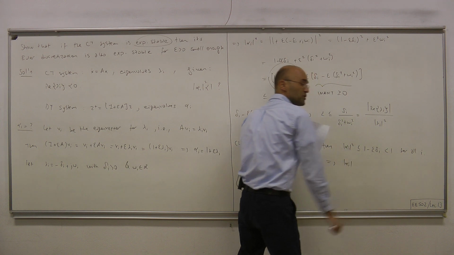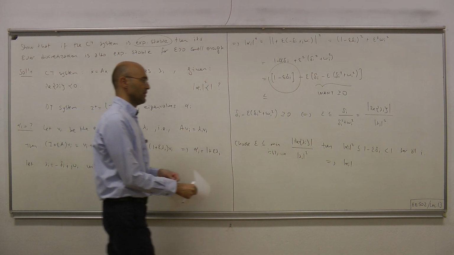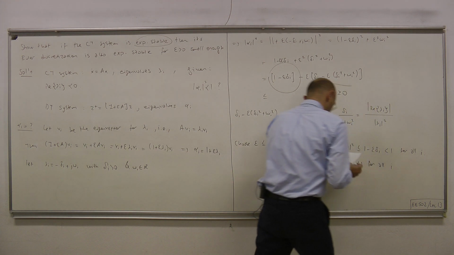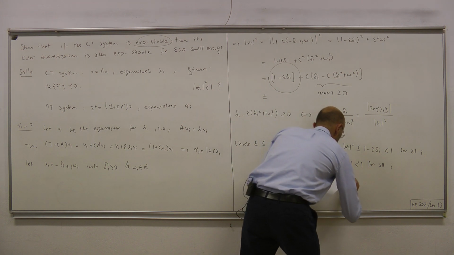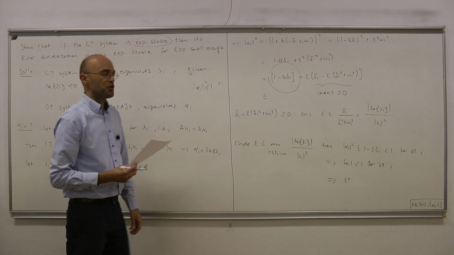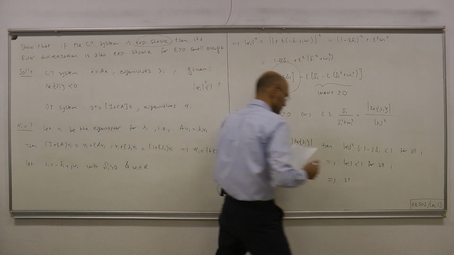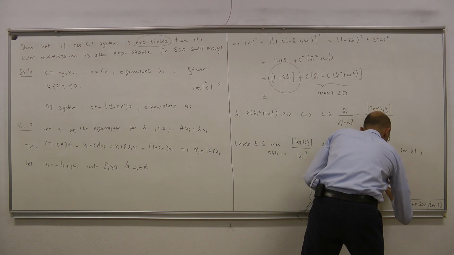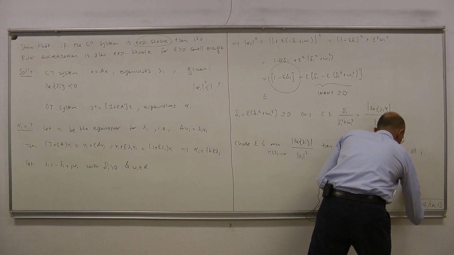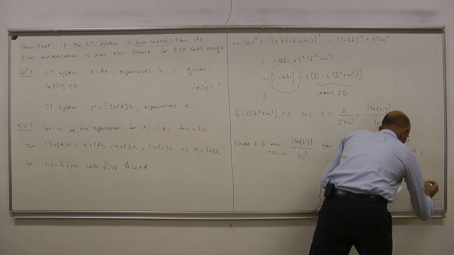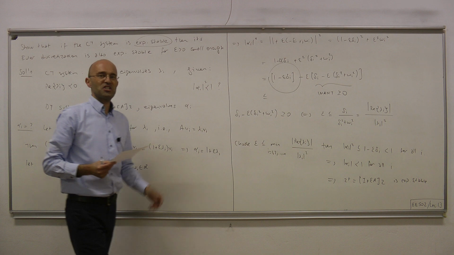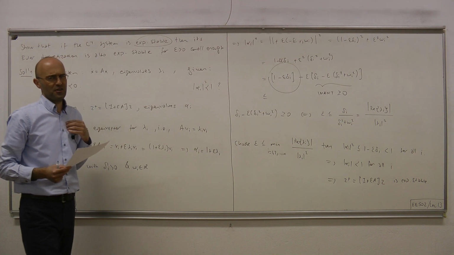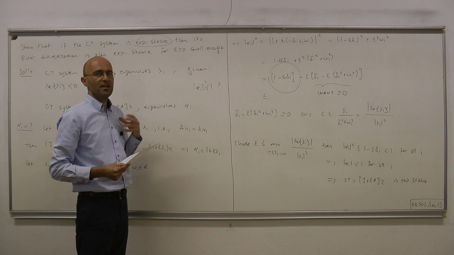Okay, then since magnitude square is strictly less than 1, it must be that magnitude is strictly less than 1 for all I, and as a result, thanks to our previous theorem, the discretization is exponentially stable. Okay? Therefore, exponential stability property of a continuous time system is inherited by its Euler discretization, provided that the step size is small enough.